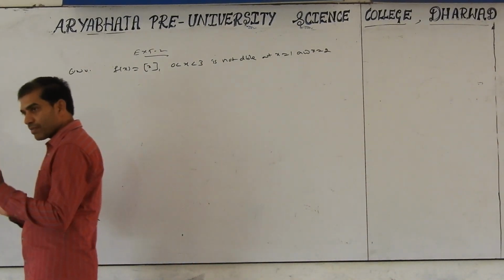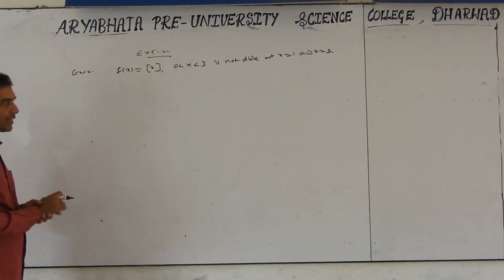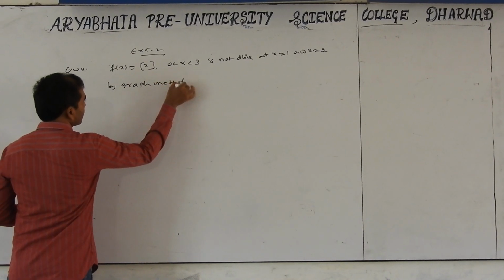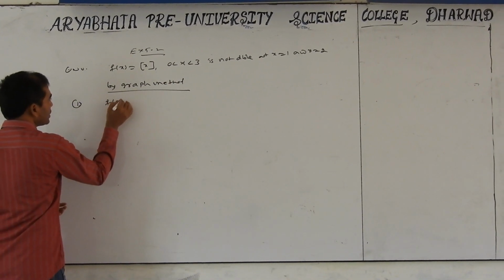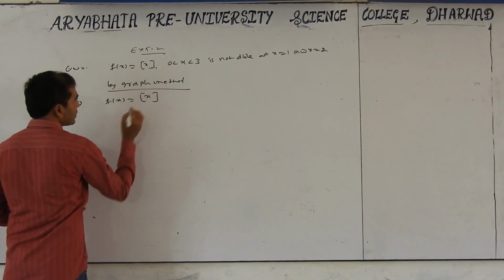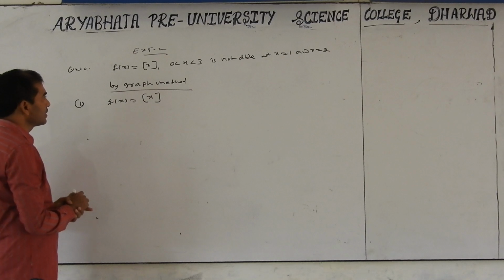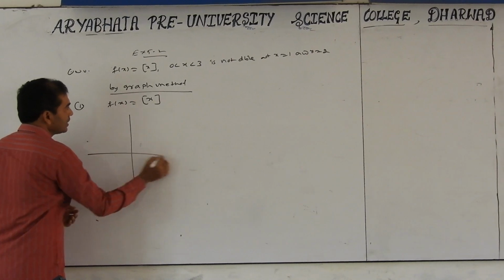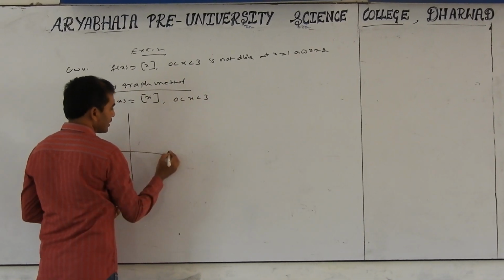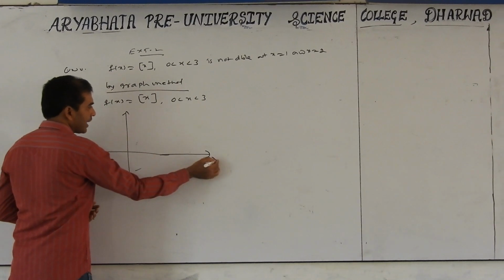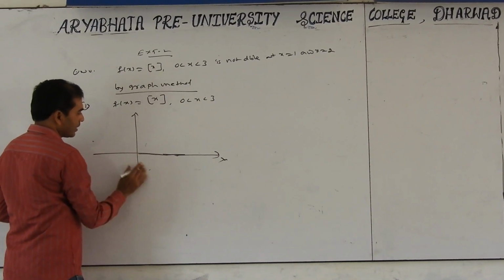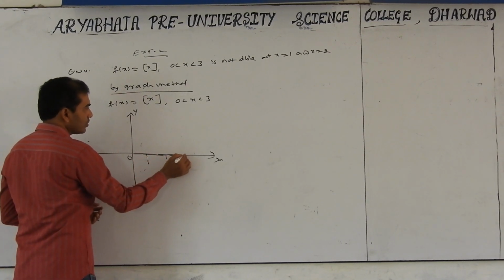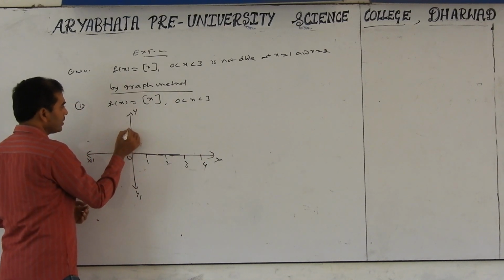We can prove by graph method or without graph, both. First let us discuss by graph method. By graph method, first one, f of x equal to step x. F of x is equal to step x, right? It is not differentiable. Draw the graph between 0 to 3 only. 0 less than x less than 3. X dash x, y dash y. 1 2 3.